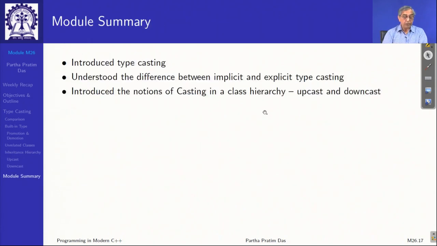So, to conclude, we have introduced the basic notion of typecasting with particular reference to implicit and explicit typecasting, and different type rules for built-in types, numerical types, pointers, unrelated classes, and introduced the notion of upcast and downcast on a class hierarchy.